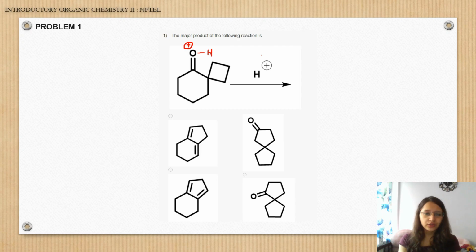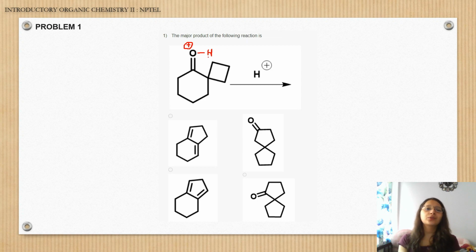Okay. What will happen next then? See, this is a four-membered ring. As you can see, it is a very strained system. Is a four-membered ring strained or not? Yes, madam, a four-membered ring is strained. Yeah, it is very much strained according to Baeyer strain angle theory. Very good. According to the Baeyer strain theory, the four-membered ring is very much strained.